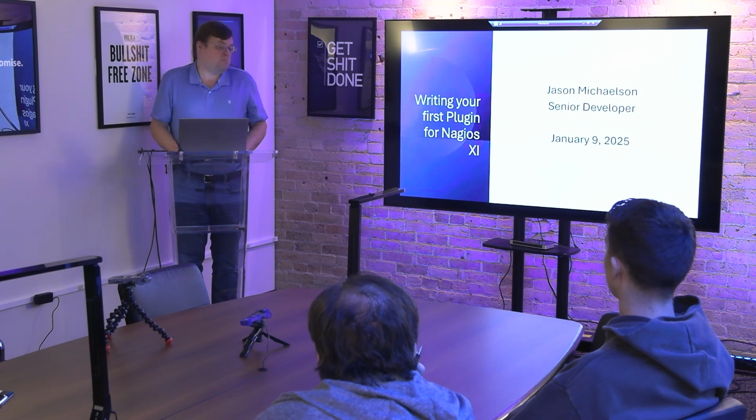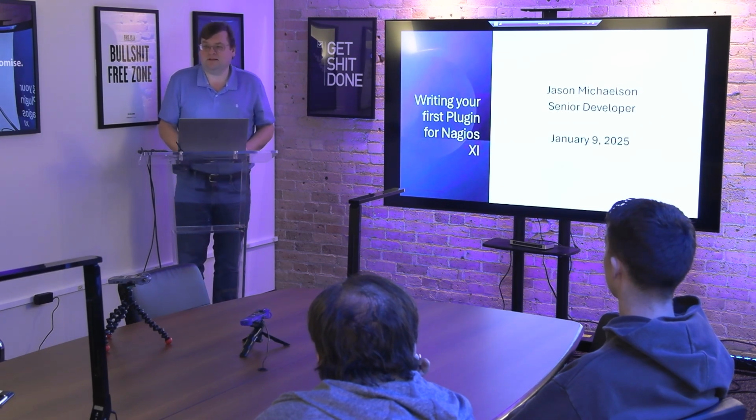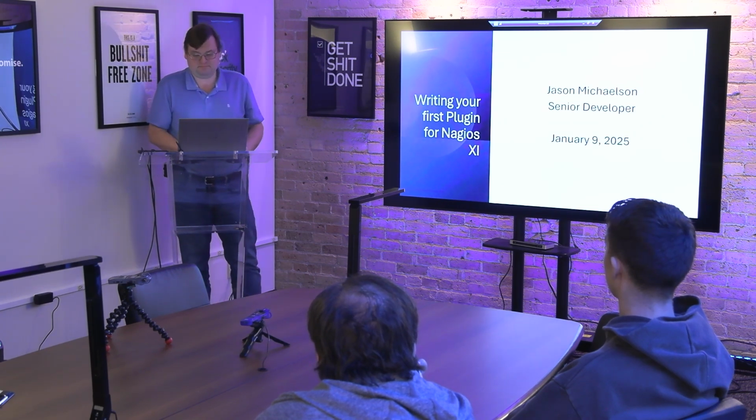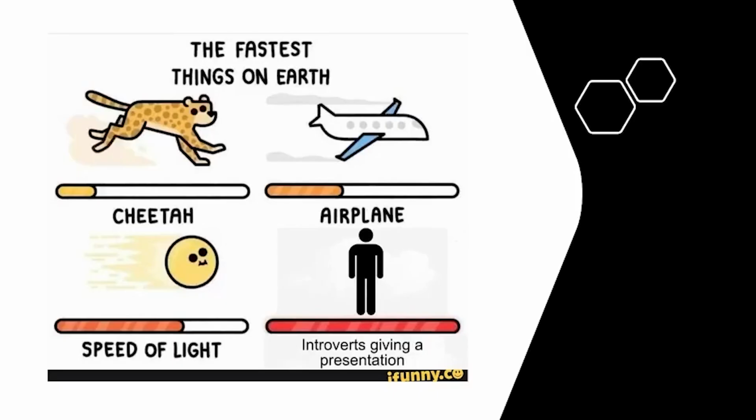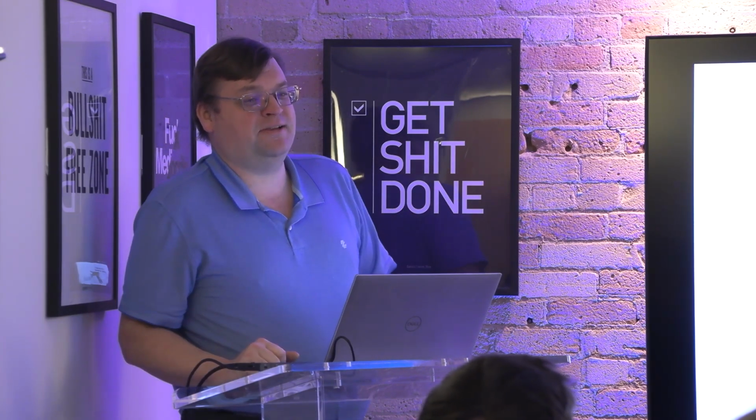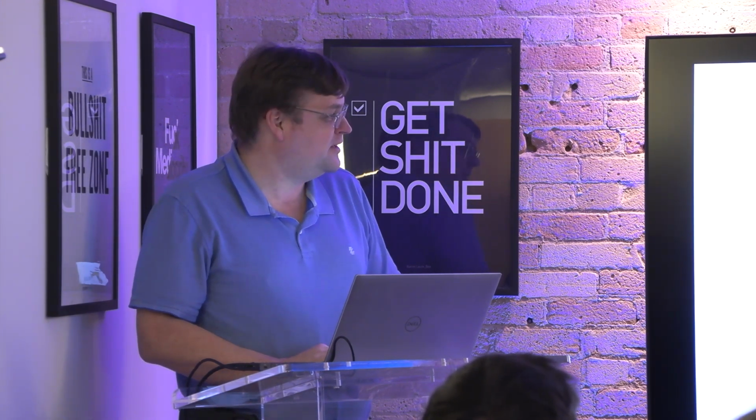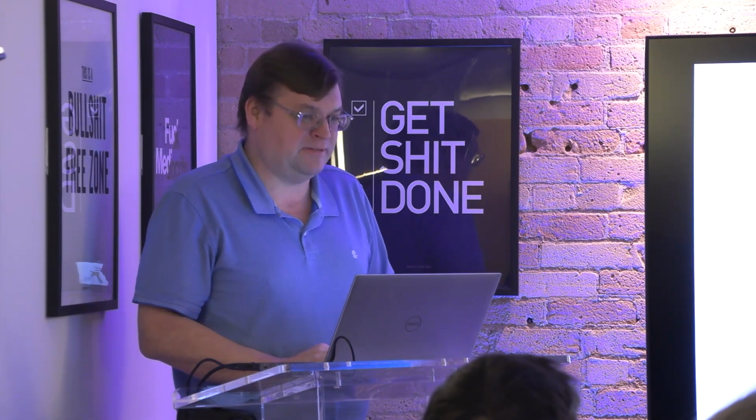I'm a jack of many, many trades, many, many languages, many environments. I'll do pretty much whatever, and we'll move on from there. Other than that, who am I? These are the fastest things on Earth: a cheetah, an airplane, light, and an introvert giving a presentation. That's me. That's how fast I go. If I'm going too fast for you, don't hesitate to slow me down. I will not take offense at it.